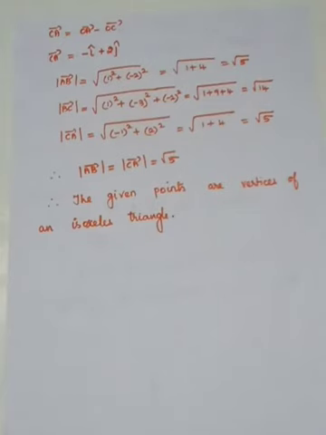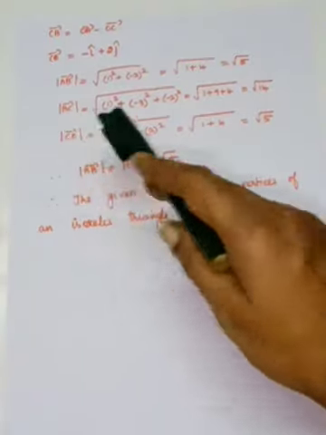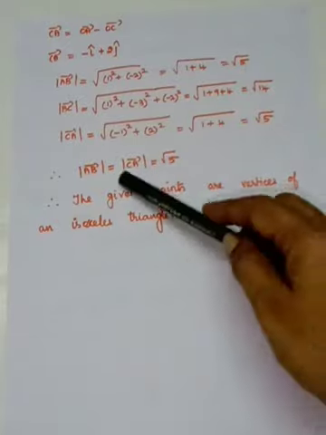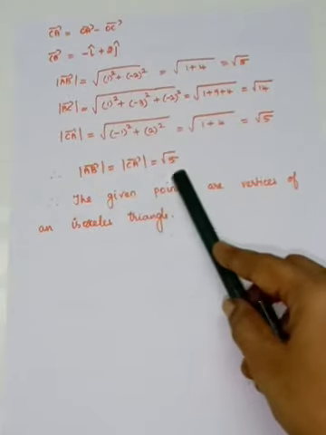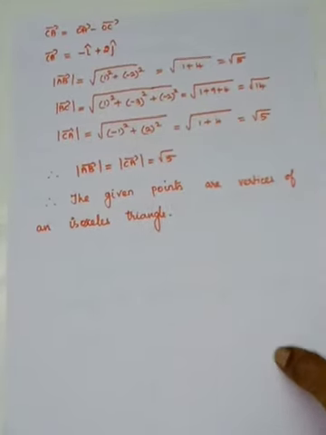So now we have to prove it is an isosceles triangle. For that we need the length. Length means the magnitude of AB vector, BC vector and CA vector. So the modulus of AB vector, modulus of BC vector and modulus of CA vector, using the formula square root of x squared plus y squared plus z squared. Using that you will get root 5, root 14 and root 5. So the modulus of AB vector is equal to the modulus of CA vector, that is equal to root 5. Therefore the given vertices or given points are nothing but the vertices of an isosceles triangle.